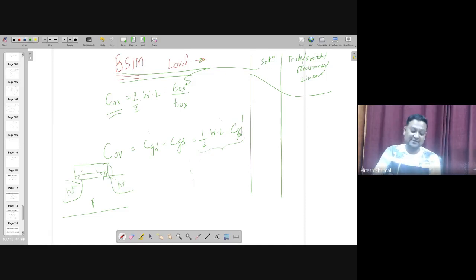These are just for some reference given in many books. You can refer to them if you want. It's also given in Rabaey, in Kang, and in Weste and Harris. There are two authors; Weste is different and Harris is different. David Harris is from Stanford, and Weste is from UC Berkeley. So you can follow that.